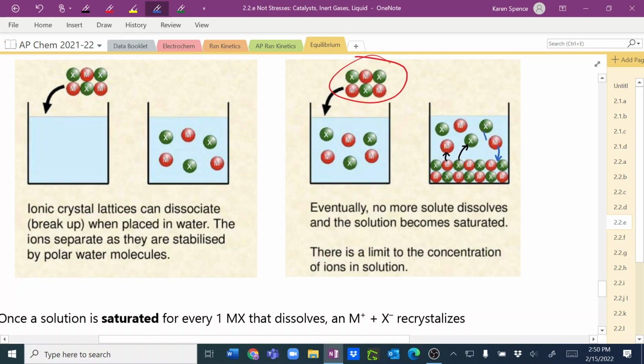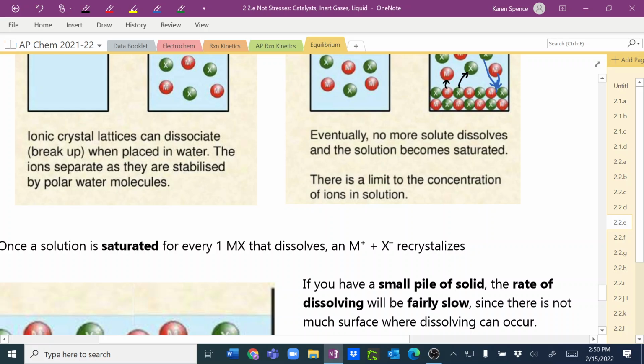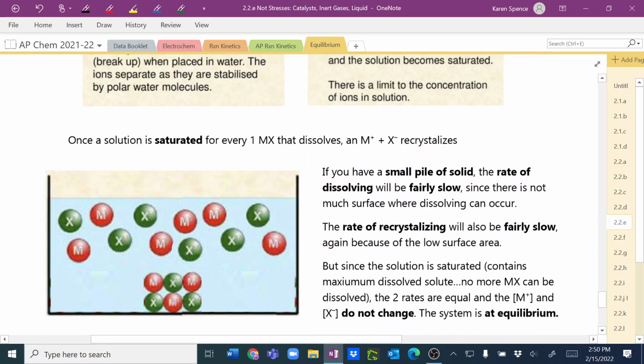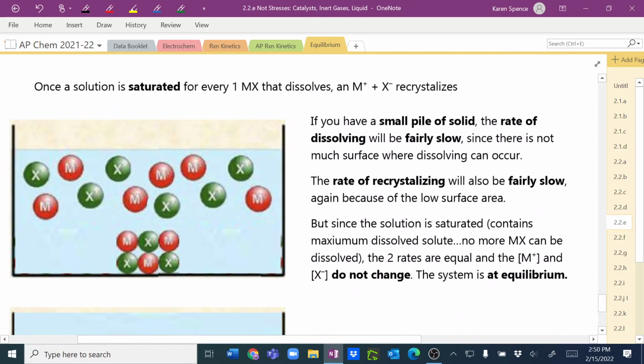Maybe I drew it better down here. I did. Okay. So for every one metal, non-metal, MX that dissolves, another dissolved M plus and X minus will recrystallize into the solid. Is that part okay? Every time one particle dissolves, another one recrystallizes? Yeah? Okay.